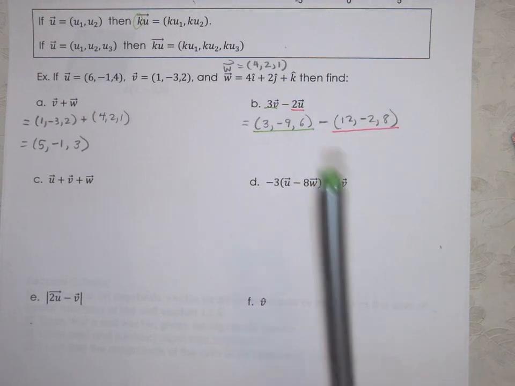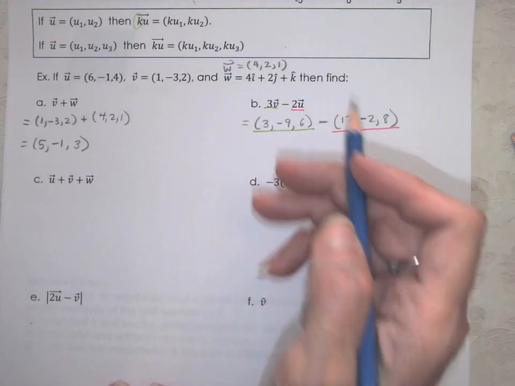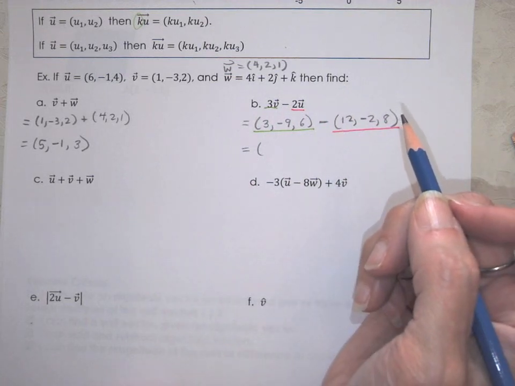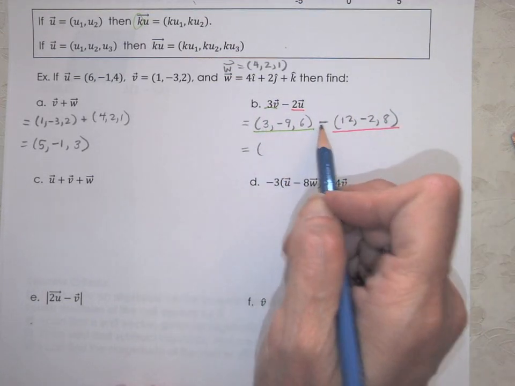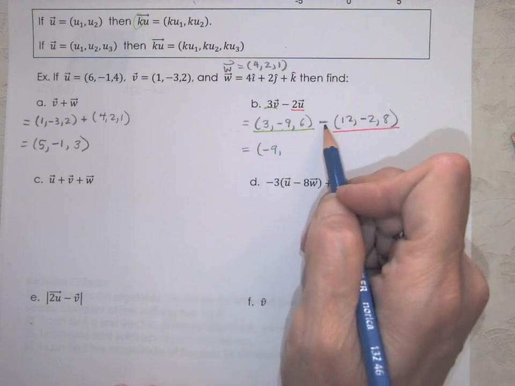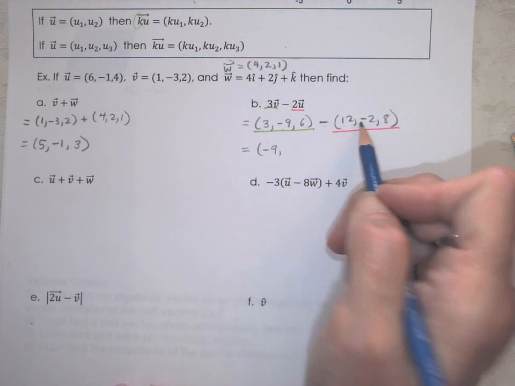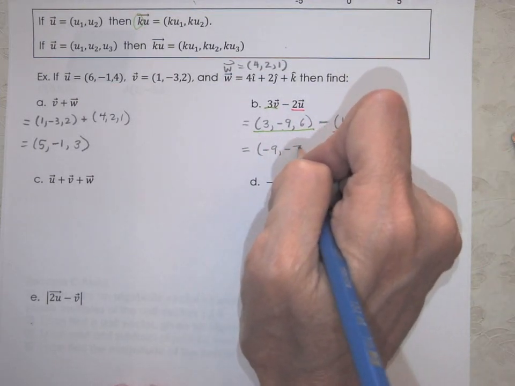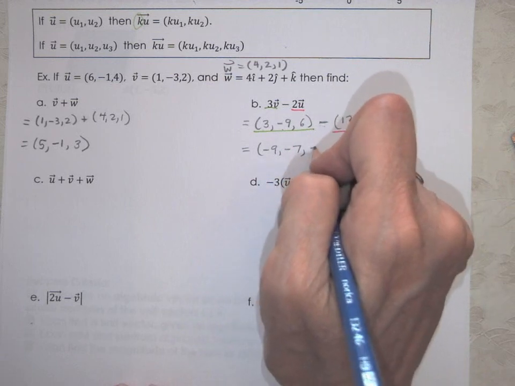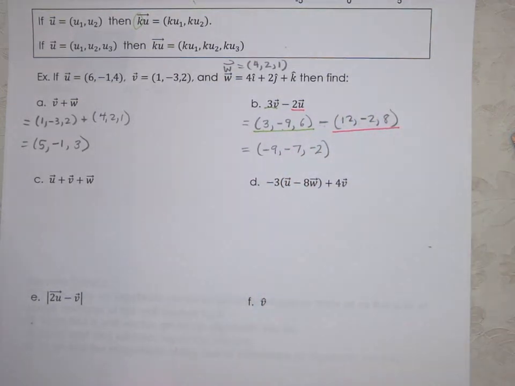And then I'm going to subtract: 3 vector v minus 2 vector u. I can do that by subtracting each component. So 3 subtract 12 is -9. -9 subtract -2, so I'm subtracting a negative, so I'm adding, it's -7. 6 subtract 8 is -2. So that's vector 3v minus 2u.